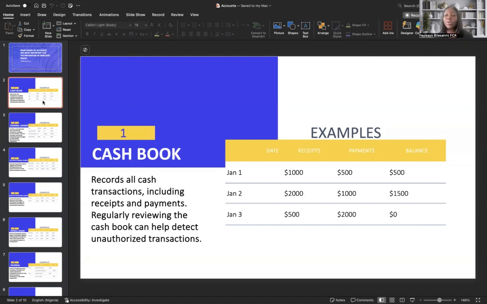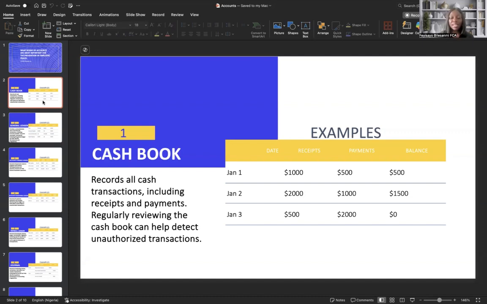Cash book is for recording all cash transactions, whether receipts, payments, and the likes, anything that goes out of the business by means of cash, right? Cash was paid for it. So it goes into the cash book. Here you can see the date, January 1, receipt, what was received in $1,000, payment of 500 was made. They had a balance of 500 in the cash book.